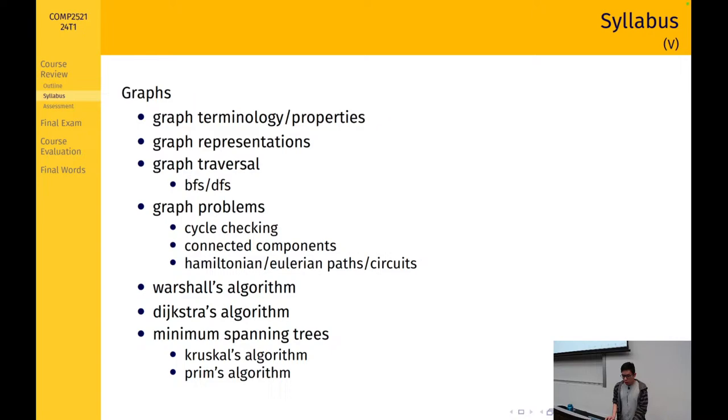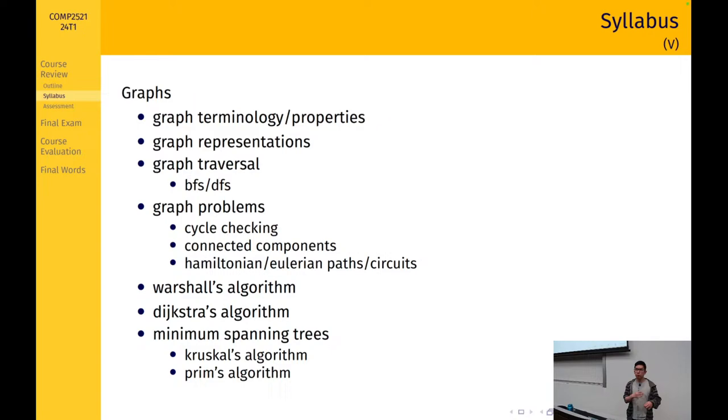Okay, now after our talk about trees, we went on to look at graphs, which was quite a major topic in the course, spanned quite a bit of time. So we started talking about graphs from scratch, so the terminology, the properties, the different representations of a graph. So the three main representations, remember, are an adjacency matrix, an adjacency list, and an array of edges.